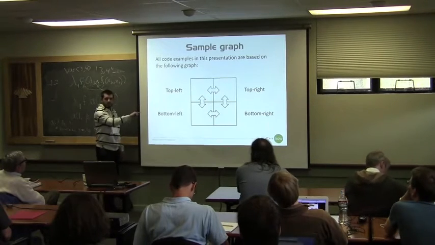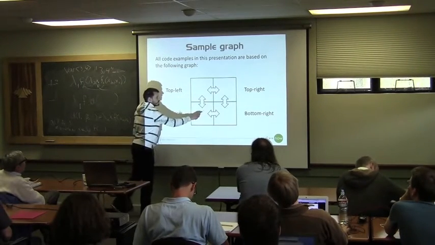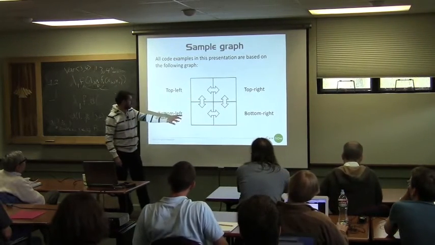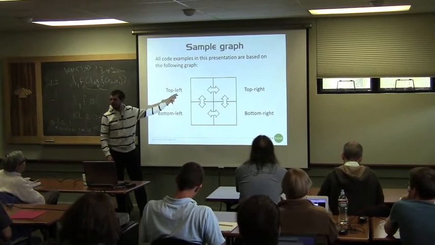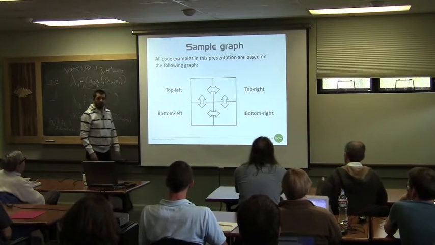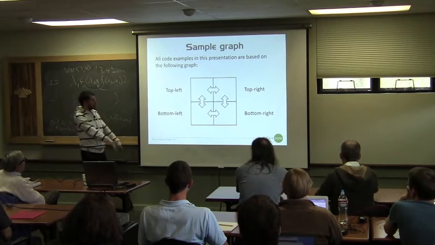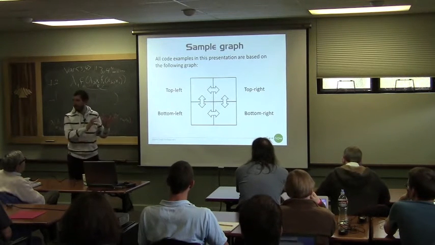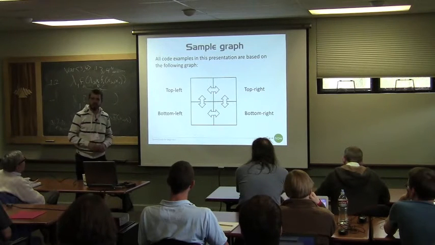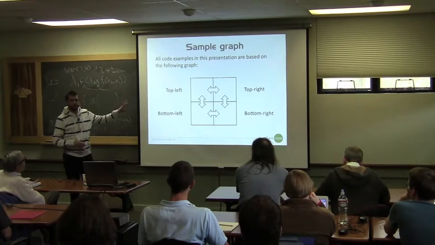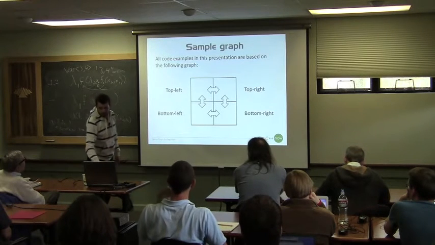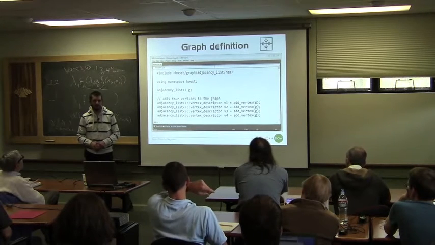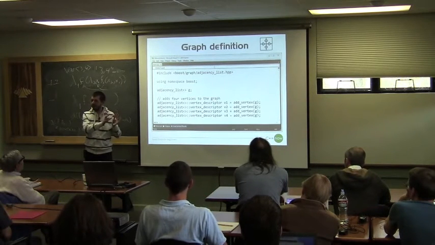So I have four vertices, I have four edges, and I can go in both directions. So I can go here from top left to the bottom left, or I can also go from the bottom left to the top left. So everybody has to remember this thing, because I'm going to the next slide. And that's the graph I'm going to talk about all the time. All the code examples you're going to see will assume that this is the graph we're going to work with. All right, the first part of the code examples we're going to see is about how I define this graph now in C++.